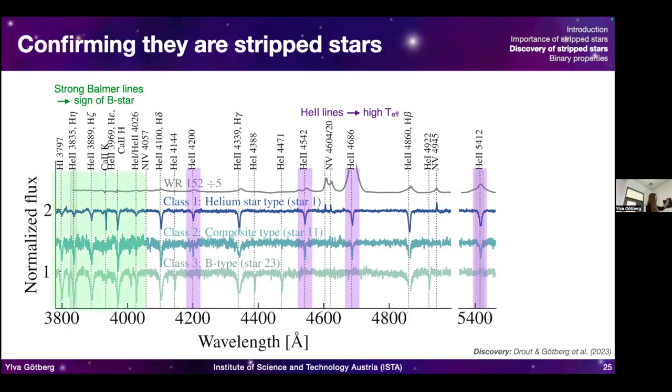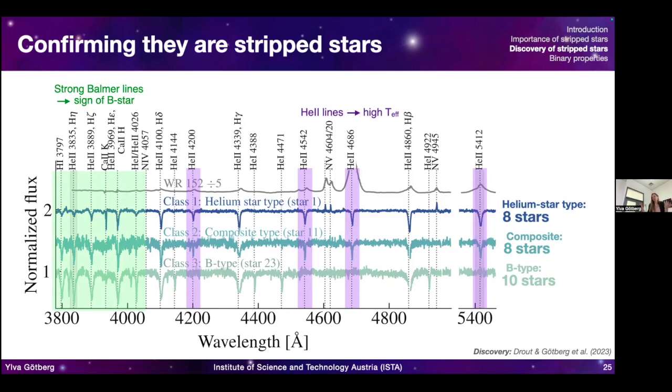Class 2 and 3 have substantial, strong Balmer lines, short wavelength Balmer lines, which is typical for B-type stars. So what we think we're looking at here is, on the top, the helium star type would be stripped stars that dominate the optical flux. Maybe they have a compact companion. The composite types, the class 2, would be those where we see both a stripped star and a B-type companion.